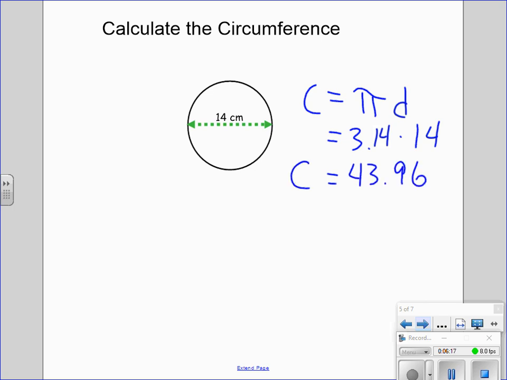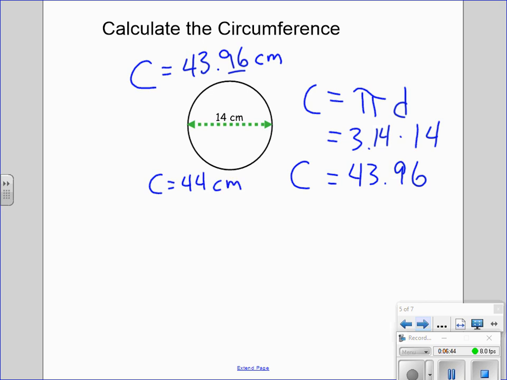Holy cracking nukes! Does that mean that the circumference of the circle is 43.96 centimeters? Yes, that's exactly right, Stephen. Your distance around, which is the circumference, is 43.96 centimeters. Or you could probably just round this off to 44 maybe if you wanted to.